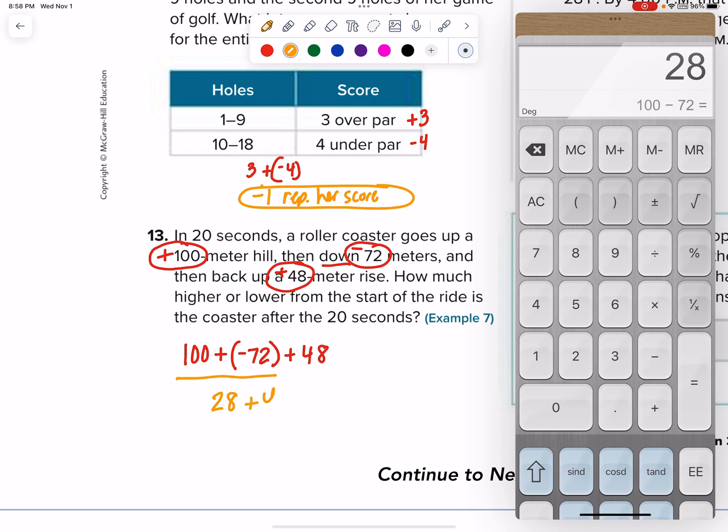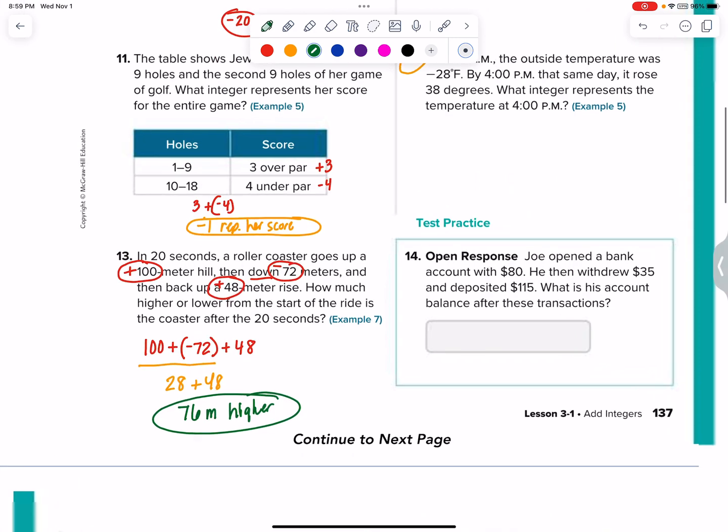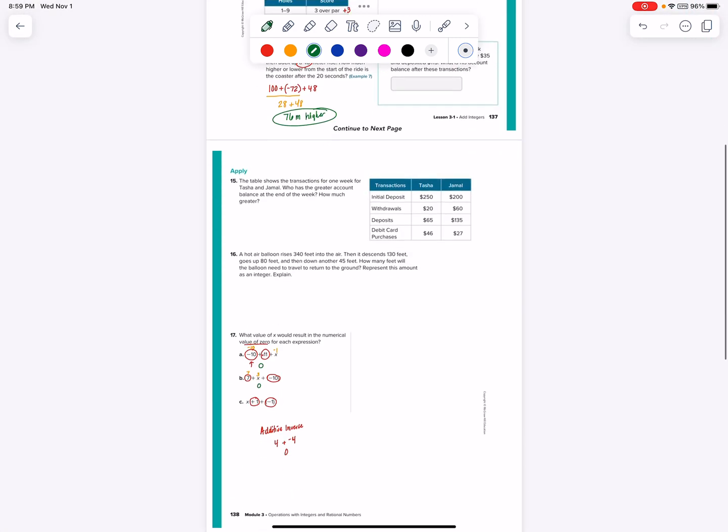Okay, bring down the 48. Same signs, add and keep. It's a normal addition problem. 28 plus 48, and we're at 76. So how much higher or lower from the start? Well, it's positive, so higher. 76 meters higher. There we go. All right, you can go ahead and do 14 on your own, and then let's head to these.